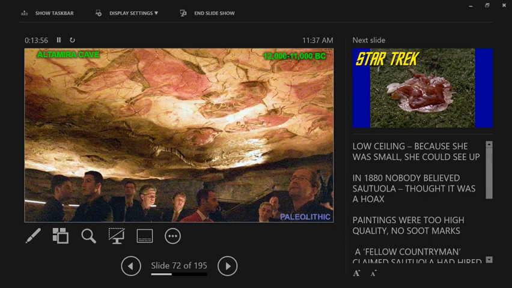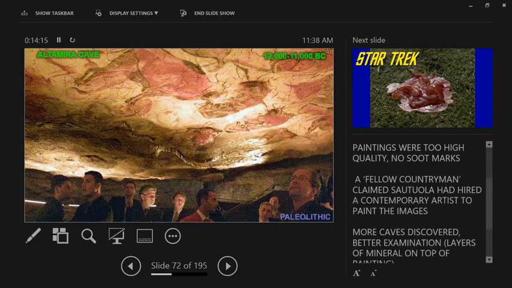The paintings were too high quality and there were no soot marks, meaning the Paleolithic artists were not burning fires in this cave, because when the fires go out and the smoke goes up, it turns into soot, and there would have been like a black film over this. So there wasn't any of that.